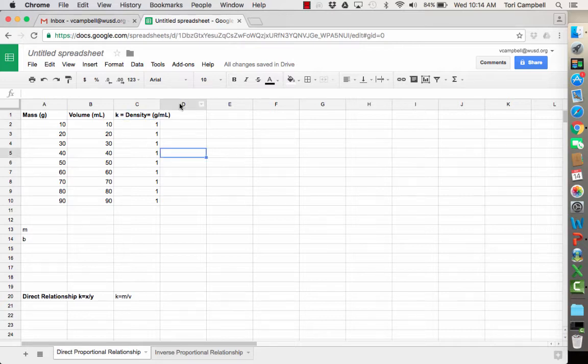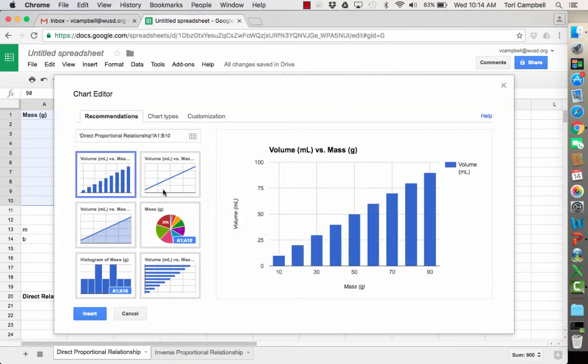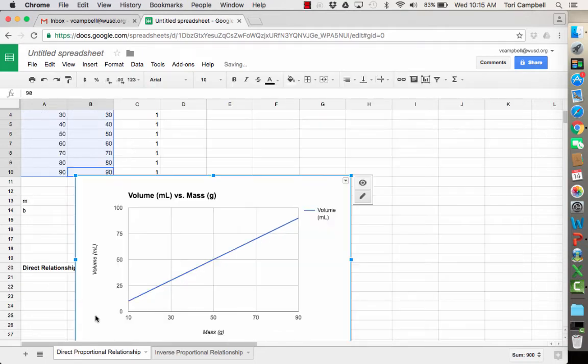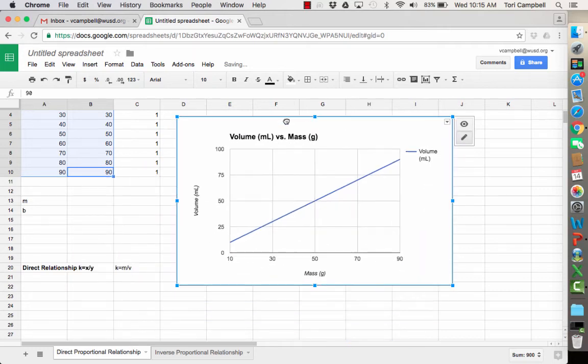So I'm going to show you how to graph that in Google Sheets. So what you need to do in order to graph this relationship, to get that linear relationship on the graph, is you need to highlight your mass and volume data. So when you have that highlighted, you go over and you click on the Insert Chart, and you want to get a graph that shows the linear relationship. So this looks pretty good, and I'm just going to press Insert and move that over.